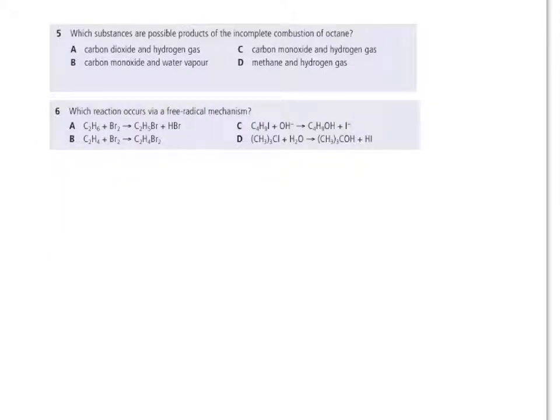Number 5, which substances are possible products of the incomplete combustion of octane? So with incomplete combustion, instead of CO2 you could get CO, carbon monoxide, or if there's really a shortage of oxygen, you could get carbon. But the other thing you're always going to get is the water vapor. So hydrogen gas instead of water vapor, that doesn't happen. So B is the only correct choice.